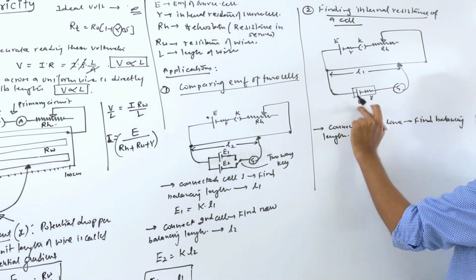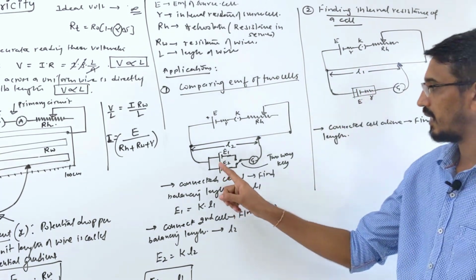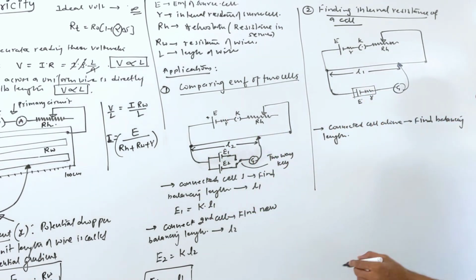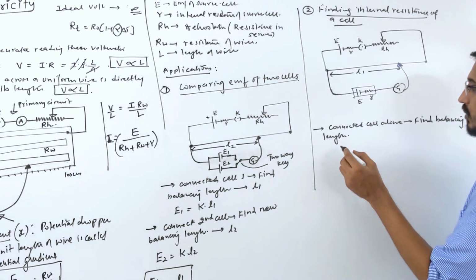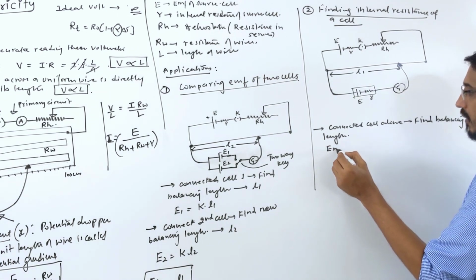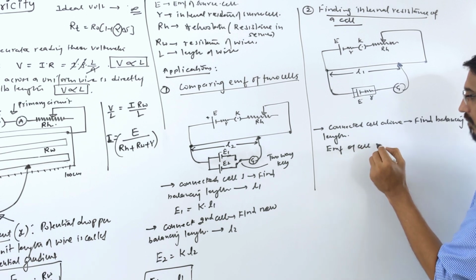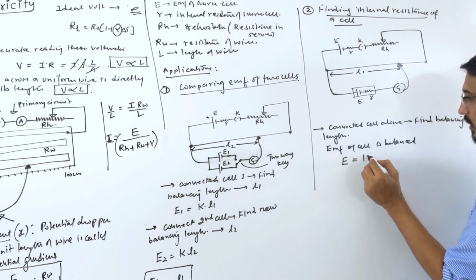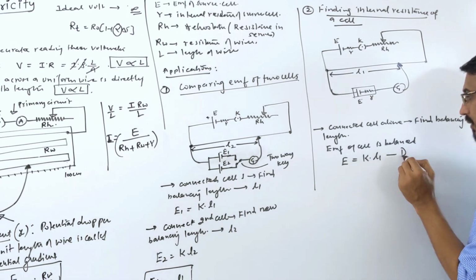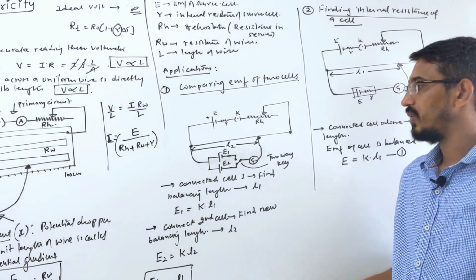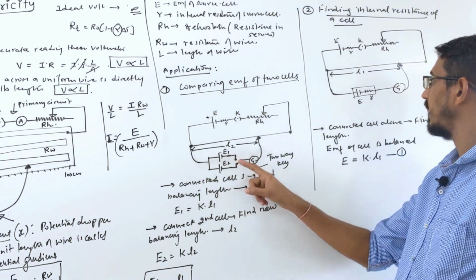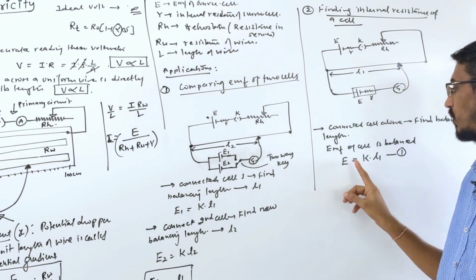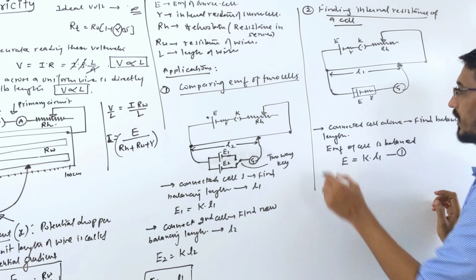Watch carefully, when you connect the cell alone, the EMF of this cell is balanced against this balancing length. This step is the same as before: you took a cell and found the balancing length. It's exactly the same thing we are doing here. So your E is equal to some constant into L1. This is equation 1. You connect just one cell and find its balancing length. At that time no current is flowing through this battery, so only the EMF of the cell is connected. Step 1.